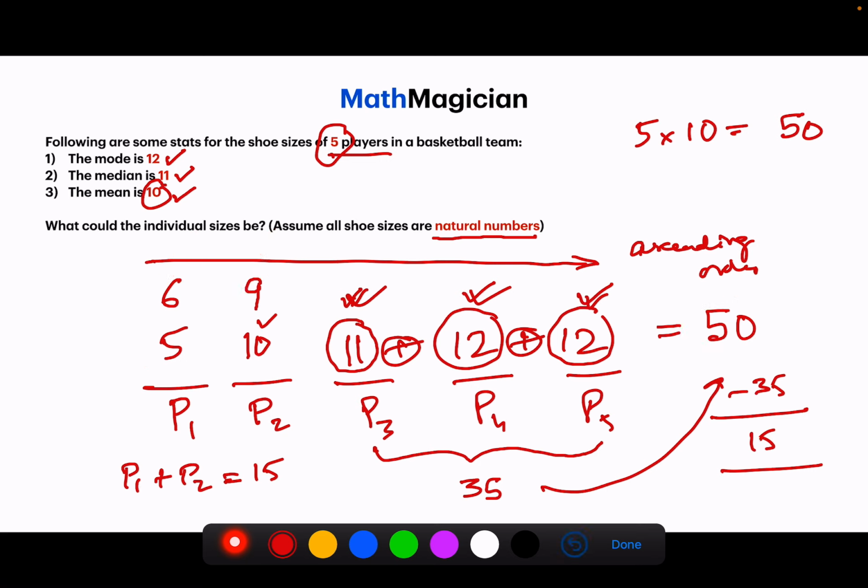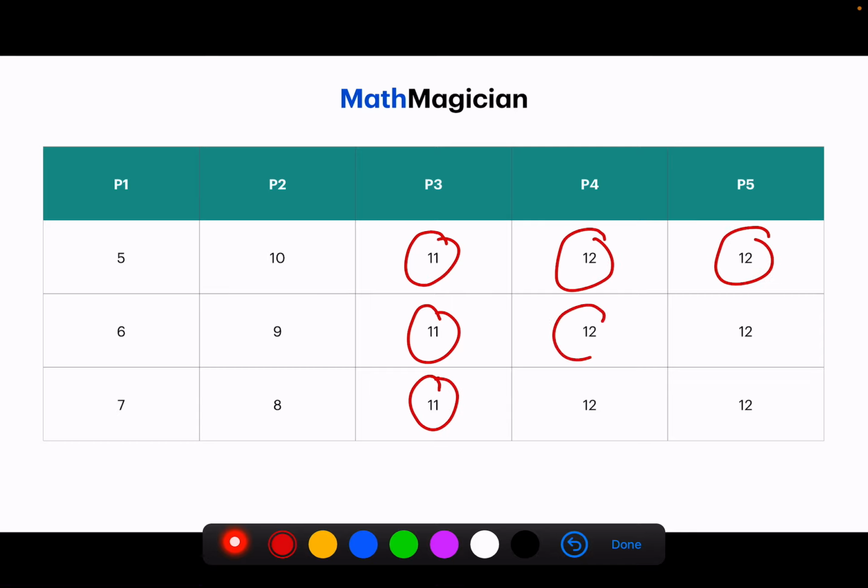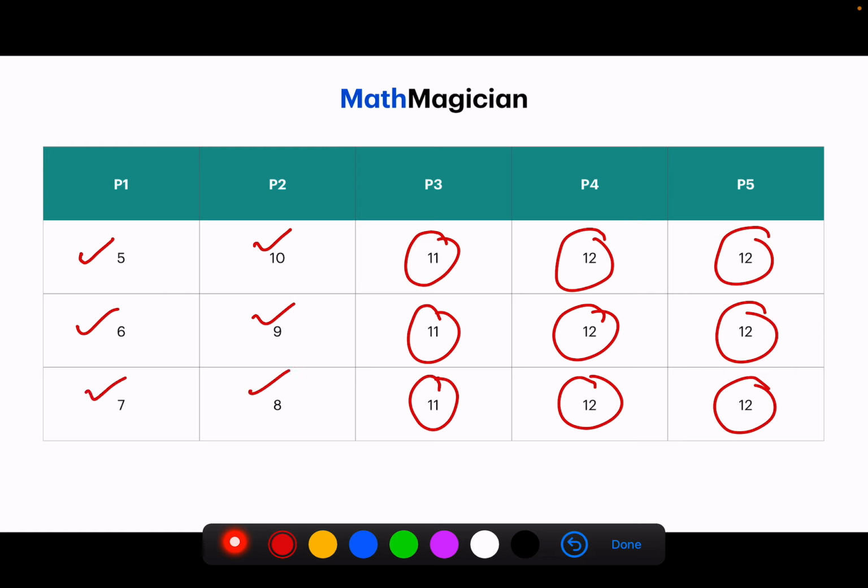Let's remove all of this and show you the final solution. This is how it looks. In all of these solutions, we have the median as 11 at the center. We have the mode as 12 occurring 2 times. You see, in each of these individual solutions, no number other than 12, which is P4 and P5, occurs more than 2 times. And then we have three possibilities: 5 and 10, 6 and 9, 7 and 8. So these are your three possible solutions, and all of them are natural numbers.